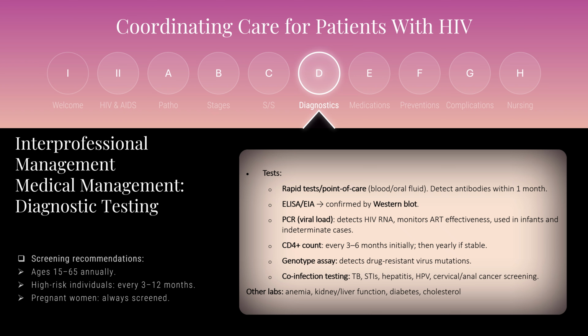We are in medical management, diagnostic testing. The frequency of screening is based on risk factors. The general population is screened once annually. High risk individuals, like those in sex work, IV drug use, or condomless sex, are screened every 6 to 12 months minimum. Some experts recommend every 3 months for high risk groups. Patients should be informed before screening and can opt out.